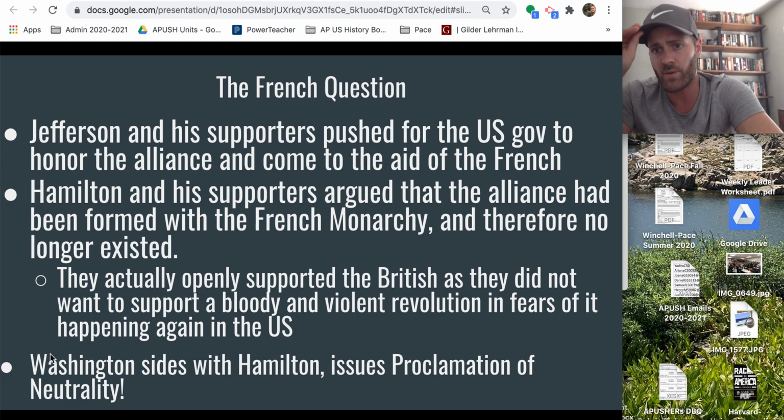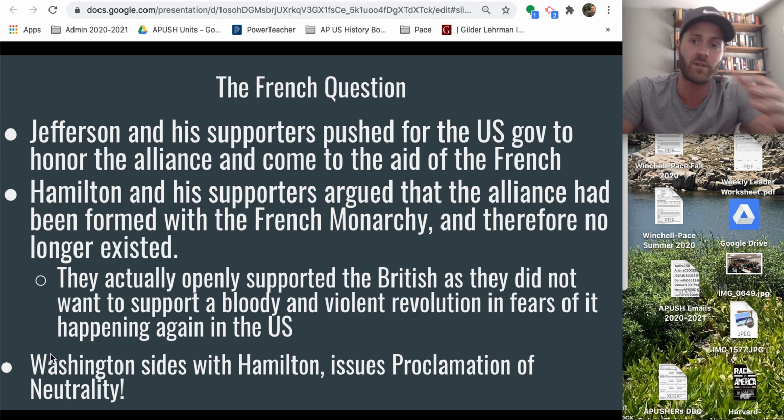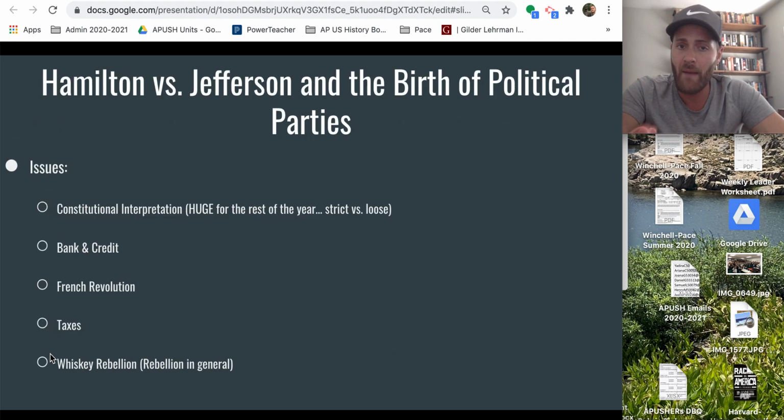Okay, so the French question is amongst the first things that Hamilton and his supporters and Jefferson and his supporters are going to disagree on, but that list is only going to get longer. So Hamilton and Jefferson really become the fathers of our modern political party, not modern political parties, take that back, but the fathers of our two-party system, right?